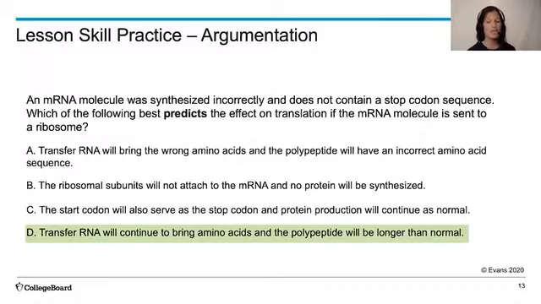So hopefully you guys read all the way to the end and found answer choice D. The transfer RNA will continue to bring amino acids, and the polypeptide chain will be longer than usual, longer than normal. Without having that stop codon, we're going to continue elongation without termination.